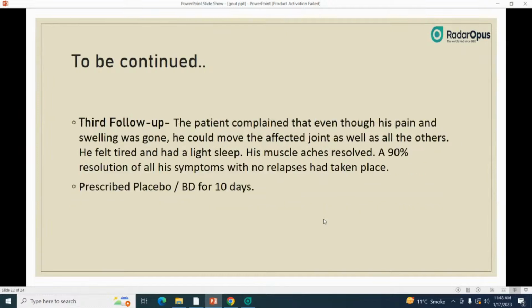In the third and last follow up, the patient reported that his pain and swelling were gone, and he could move the affected joint as well as all the others. He felt tired and had light sleep. His muscle aches resolved. A 90% resolution of all his complaints with no relapse had taken place. So I prescribed placebo BD for 10 days.